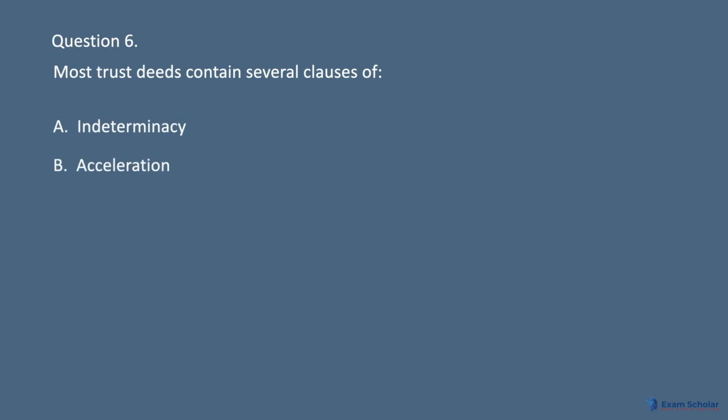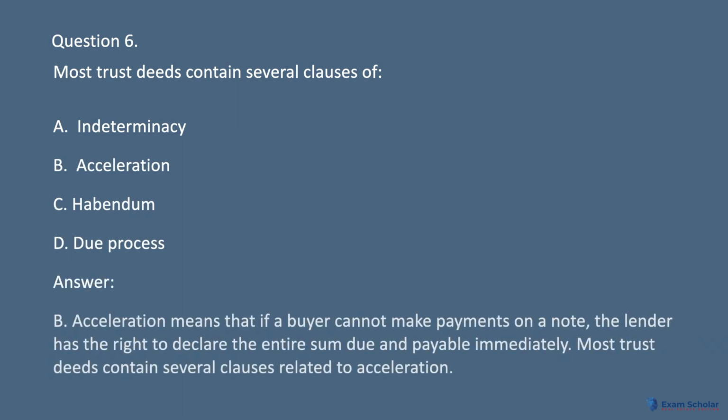Question 6. Most trust deeds contain several clauses of A. Indeterminacy, B. Acceleration, C. Habendum, D. Due process. Answer B. Acceleration means that if a buyer cannot make payments on a note, the lender has the right to declare the entire sum due and payable immediately. Most trust deeds contain several clauses related to acceleration.